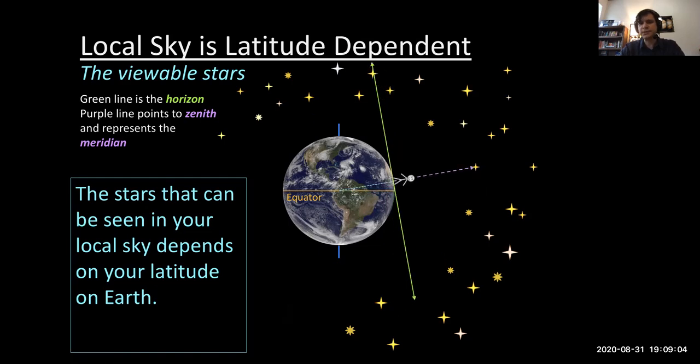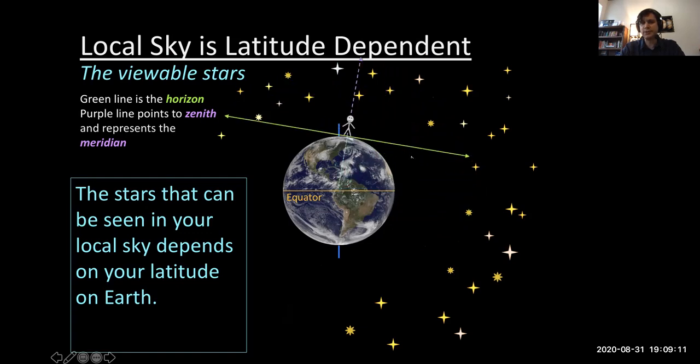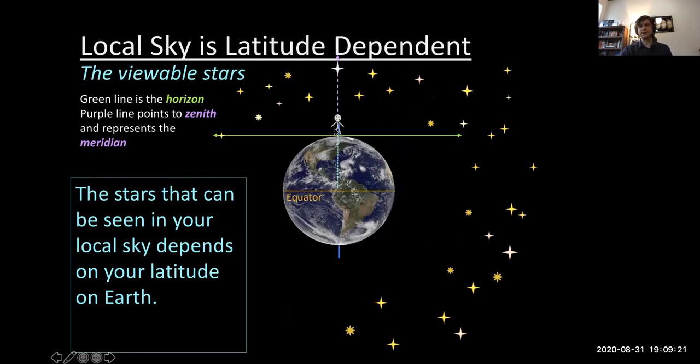So as this person goes north, the stars that are observable from that latitude change. Now, these stars down here are below the horizon, but Polaris is now above the horizon. In fact, it's right at this person's zenith point.